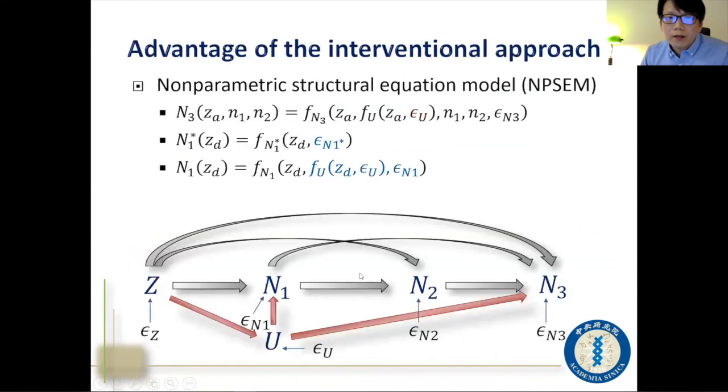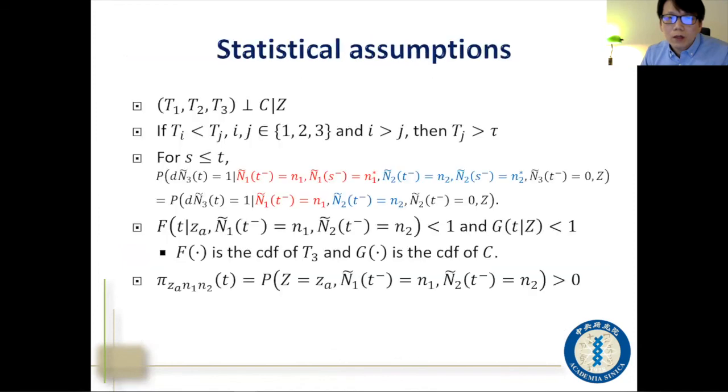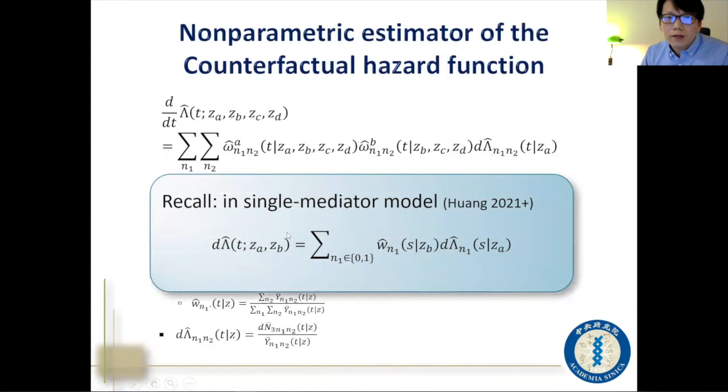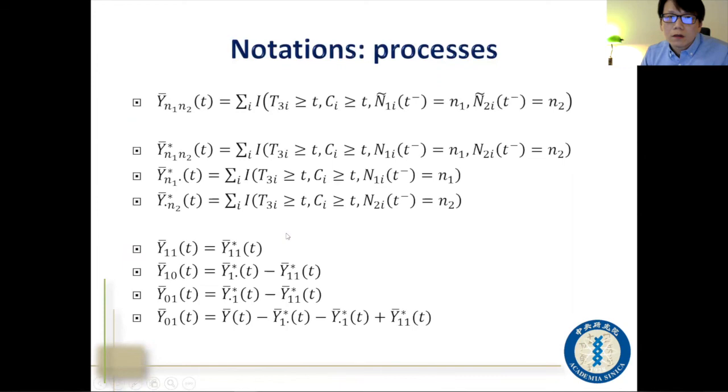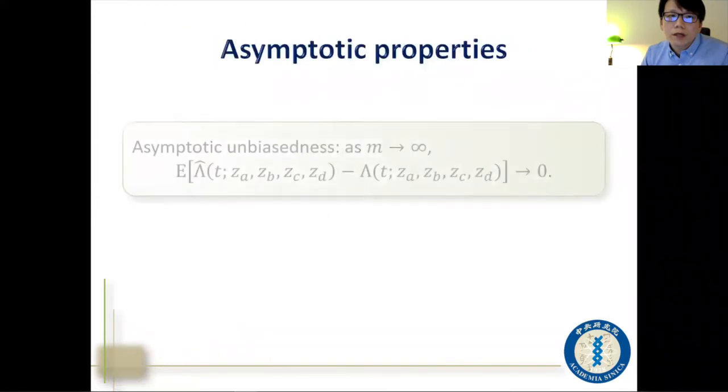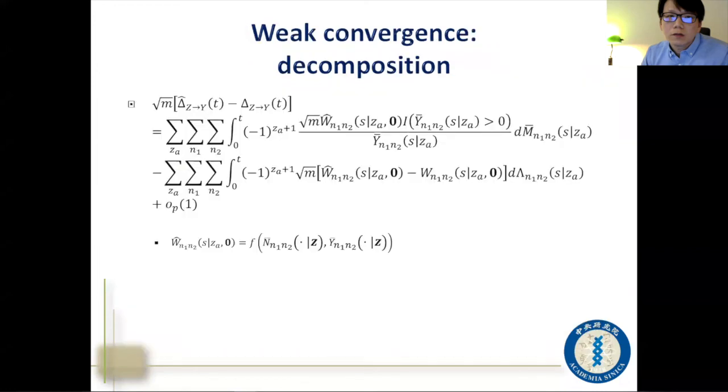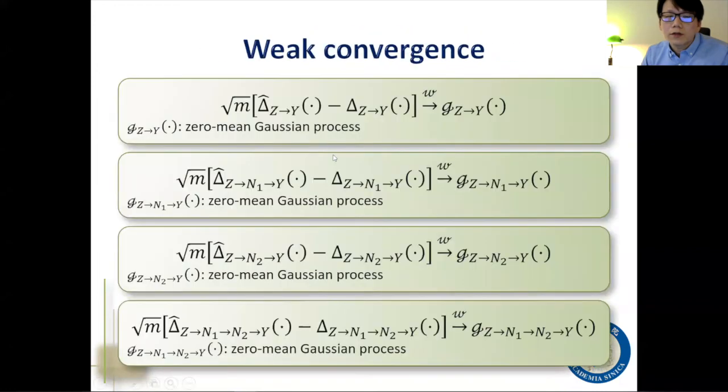For testing, I think the most convenient way would be just to invert your estimator, because we already showed that it converges to a Gaussian process. Then you can take the integral across the entire study period and make it a normal distribution, and then invert this estimator to perform a Wald type of test. That's the most convenient way to conduct a test.